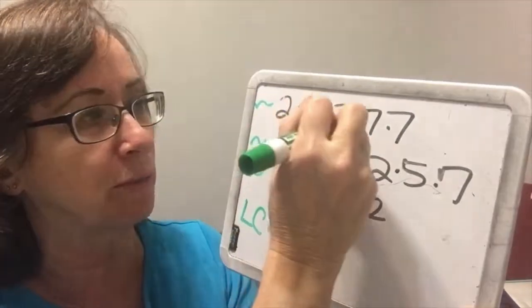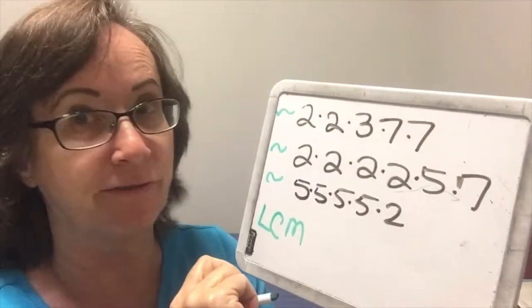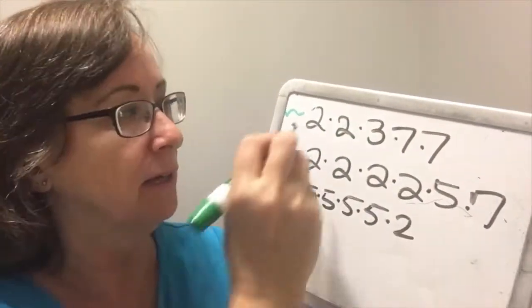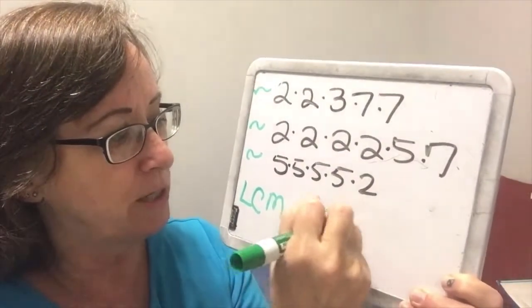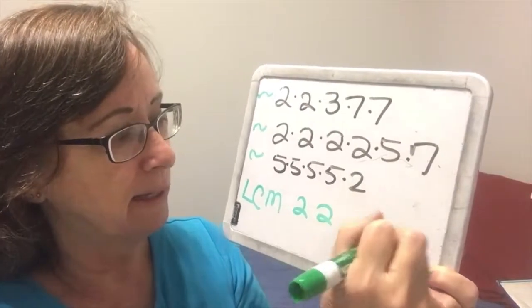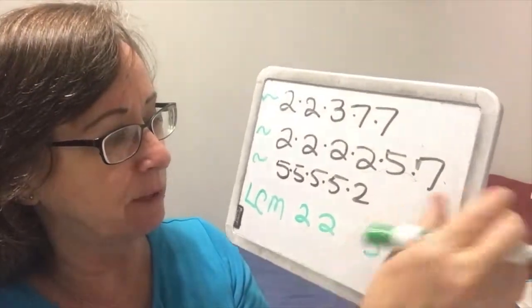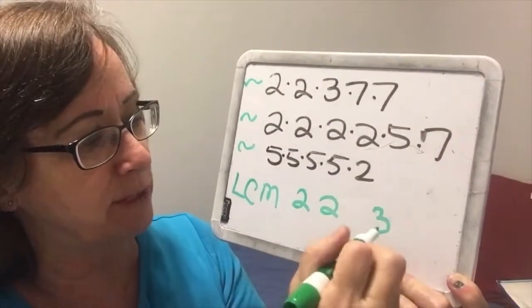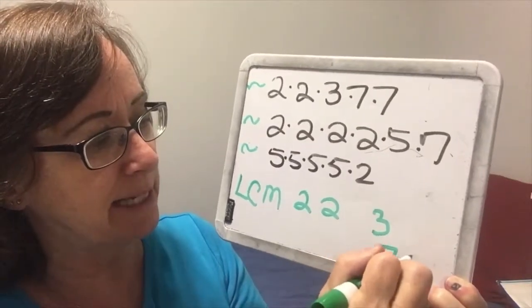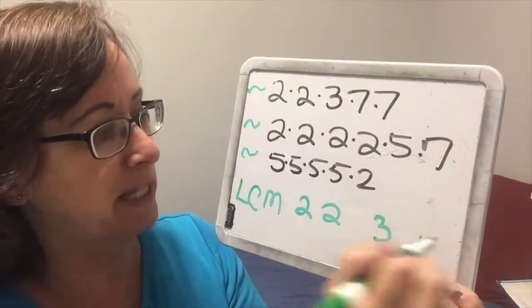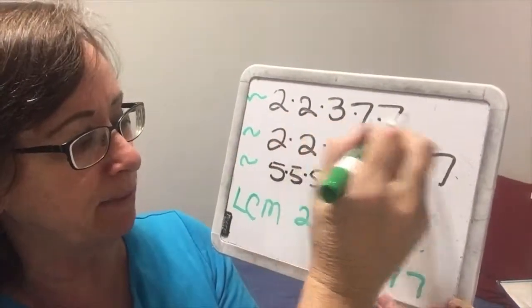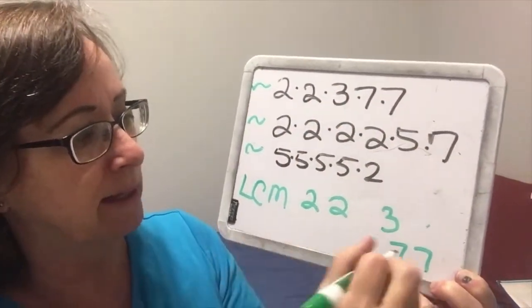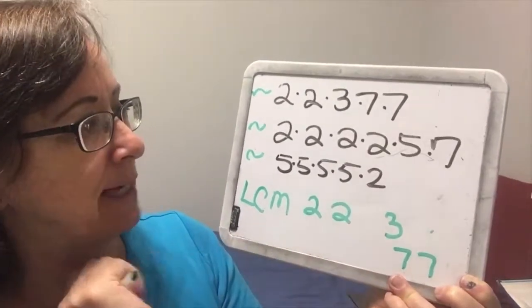So 2, 2, 3, 7, 7. Since that's our first one, we know we need 2 2s, a 3, and 2 7s. So 2, 2, 3, 7. I'm going to have to leave a little bit of space here because I got some 5s too. So I'm just going to put the 7s down here because I'm going to leave a space for my 5s. Okay? So 2, 2, 3, 7, 7. We might have to put our 5s down here.